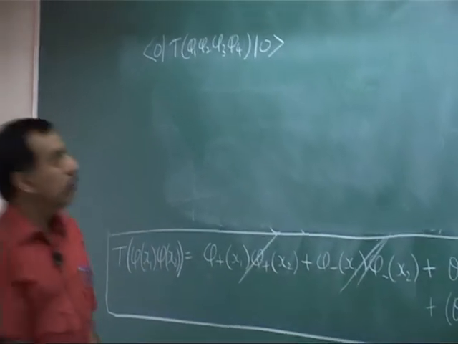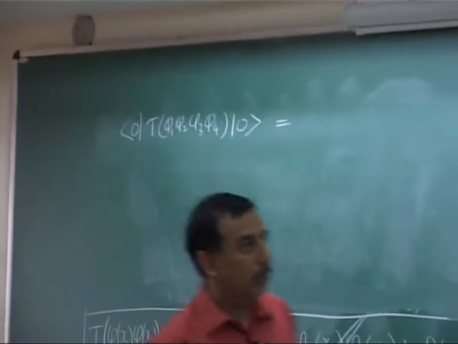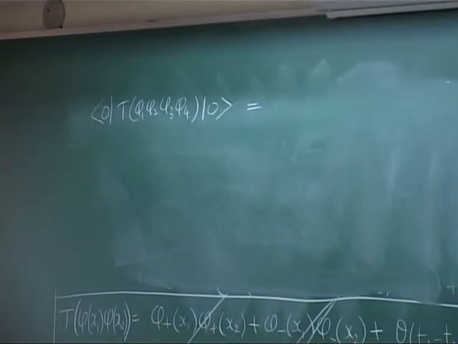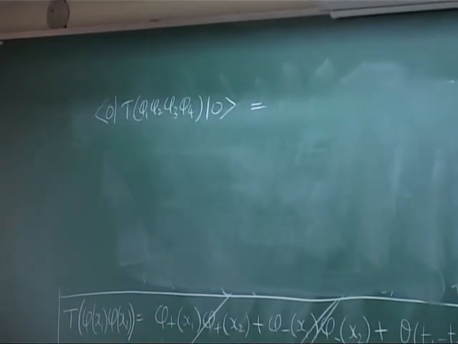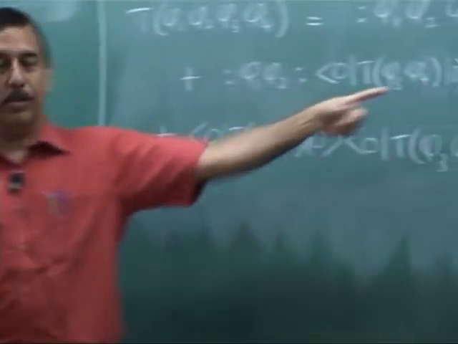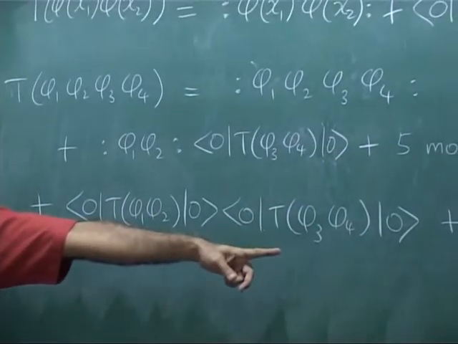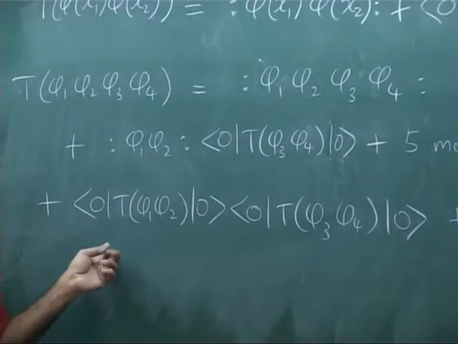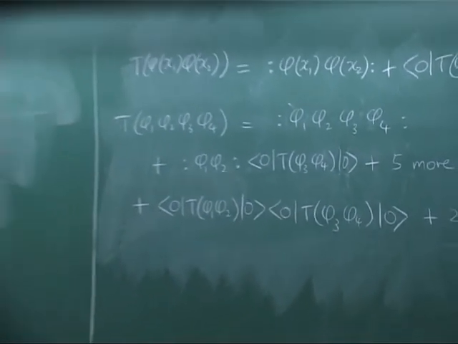Good. So if I do this, what do I get? What do I get if I take the expectation value of this? Zero. This? 5 more terms. All zero. And these? These are there. And that's the answer.